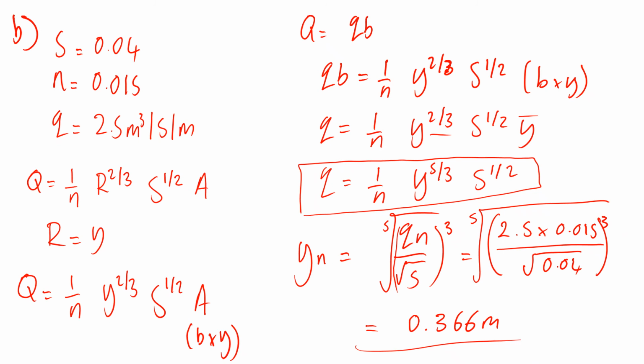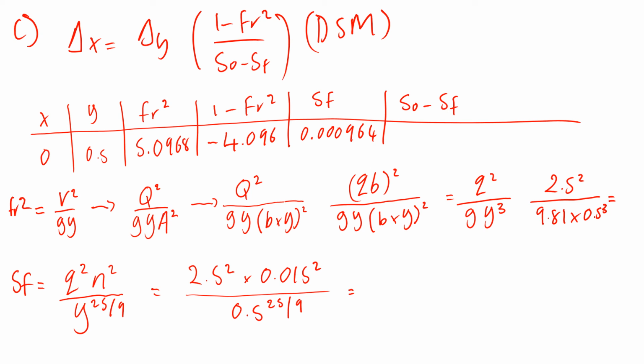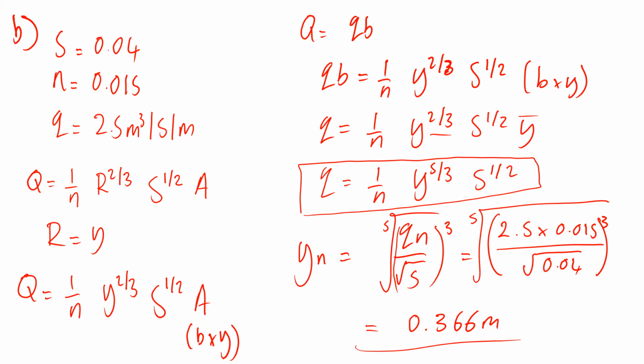Then you do S0 minus Sf. So S0 is given, it's 0.04 minus Sf, which you've worked out, and the answer you get for that is 0.0303, and then you work out delta x. Now, what do you use for delta y? So delta x is equal to delta y. But what is delta y?